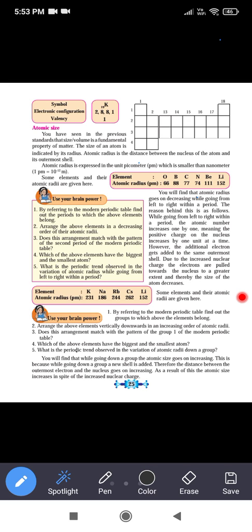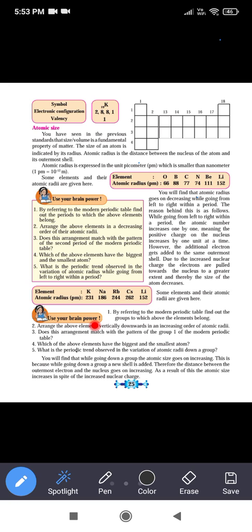So here the distance between the valence shell and the nucleus does not increase, but the positive charge in the nucleus increases. And when the positive charge in the nucleus increases, because of this increased positive charge, the force of attraction between the electron and the positive charge increases. Hence, because of the greater pull as compared to the earlier one, the atomic size goes on decreasing as we move from left to right in a period.